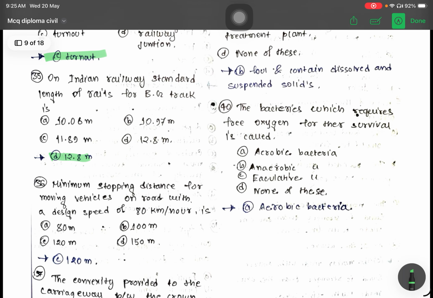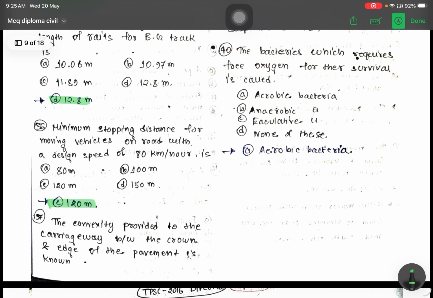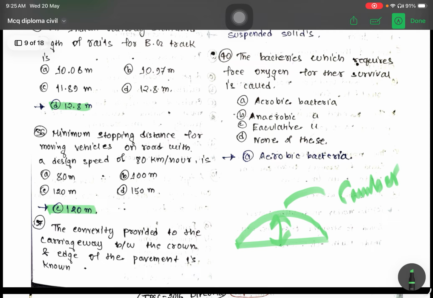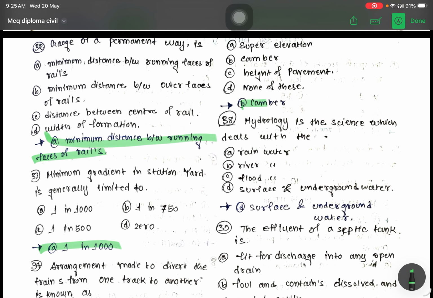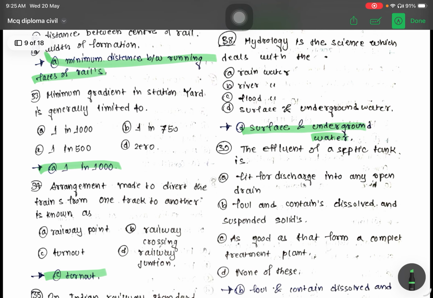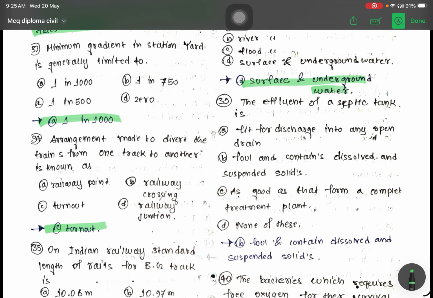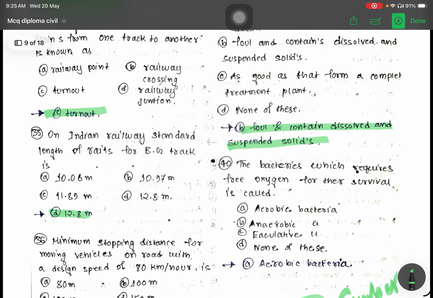The minimum stopping distance for a moving vehicle on a road with a design speed of 80 km per hour is 120 meters. The convexity provided to the carriageway between the crown and the edge is called camber. Hydrology is the science that deals with surface and underground water. The effluent of a septic tank is foul and contains dissolved and suspended solids. The bacteria which require free oxygen for their survival are aerobic bacteria.